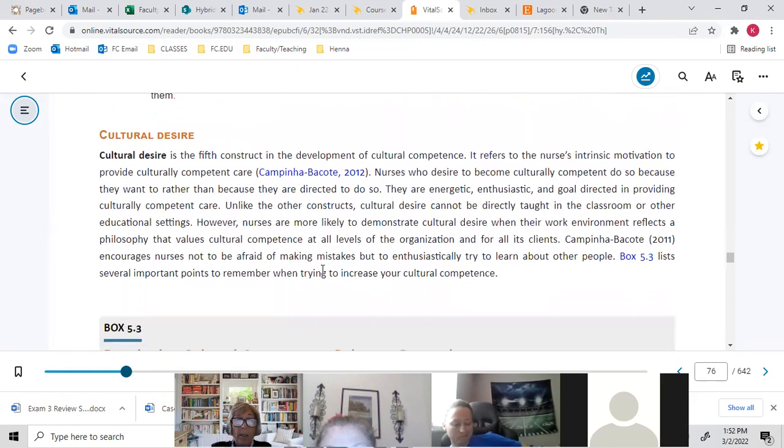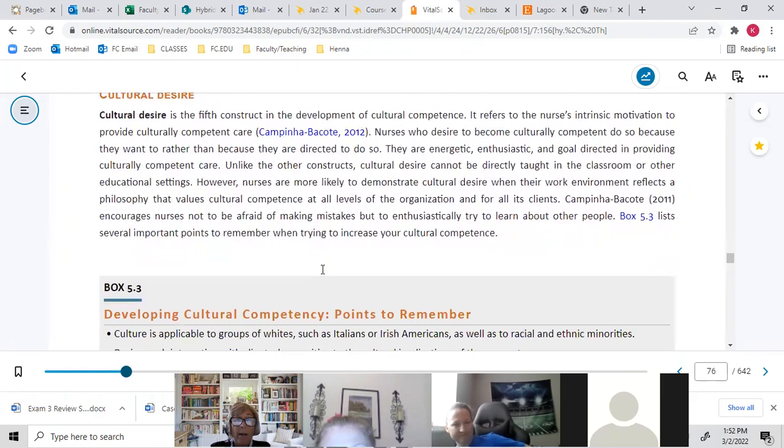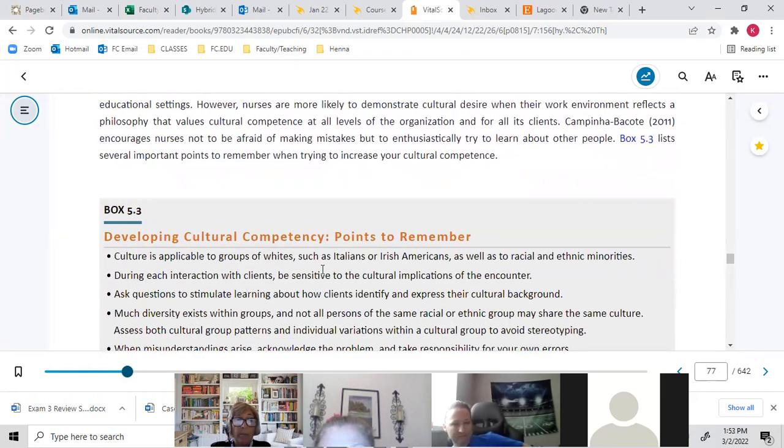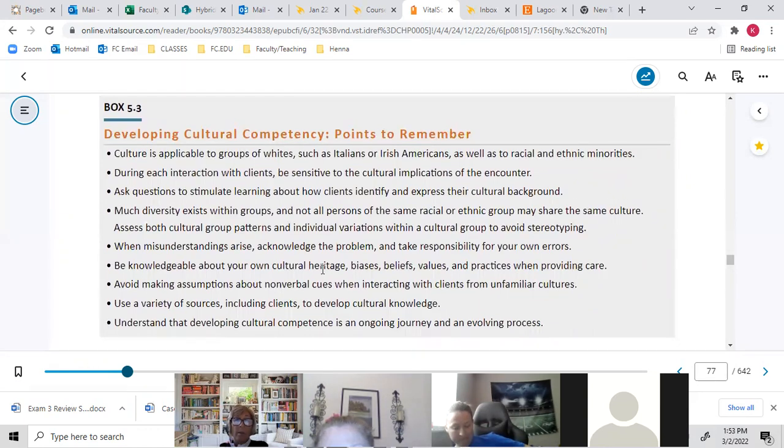And then how do we get our cultural desire? There's five areas there. Okay, and this is an excellent box, 5.3. Points to remember about developing cultural competency. This box 5.3 is pretty much a summary of this whole chapter. Okay, so please have a look at that.